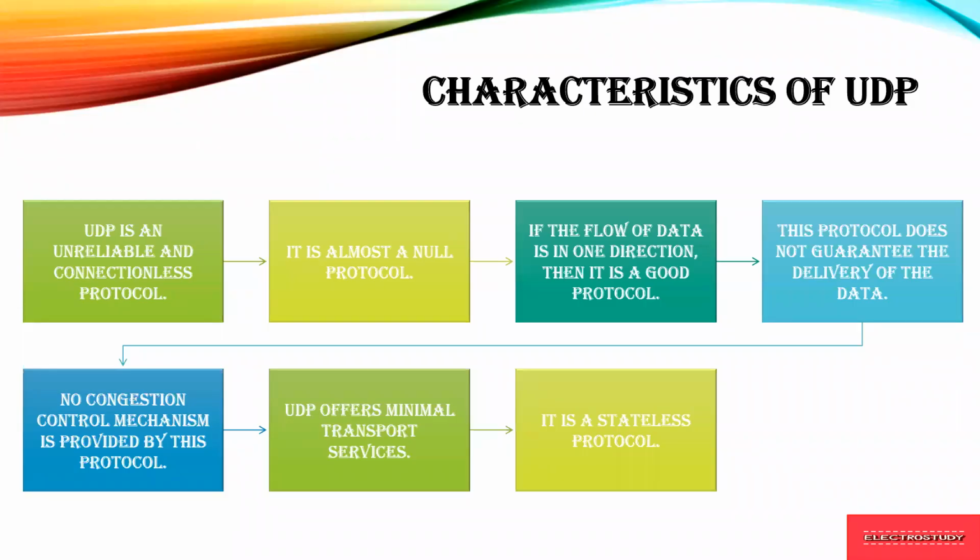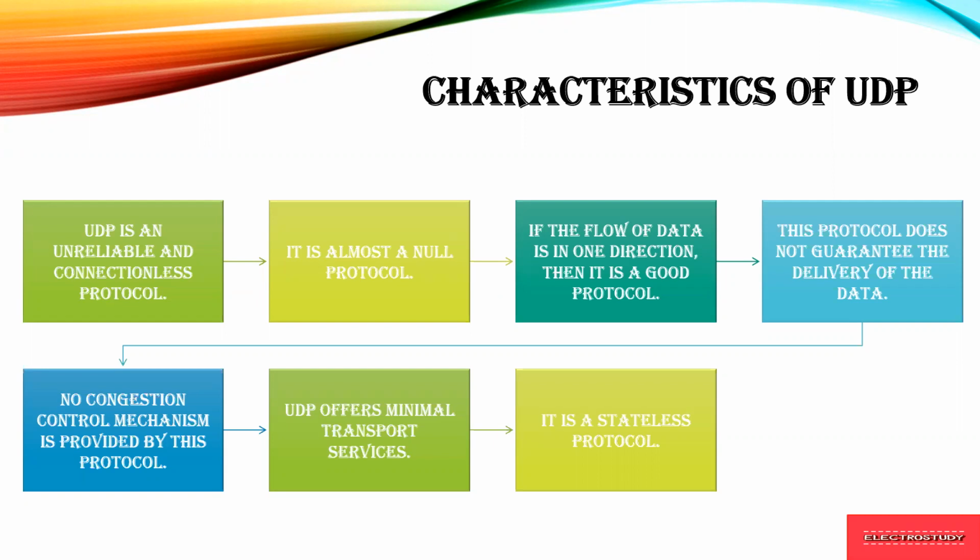So there are some characteristics of UDP that you have to see. It is an unreliable and connectionless protocol, as I already told, and it is almost a null protocol. It doesn't have flow control or error control. It is said to be a null protocol, and if the flow of data is only in one direction, then it is good for the protocol, because it deals only with small data. No large data can be sent through the UDP protocol.